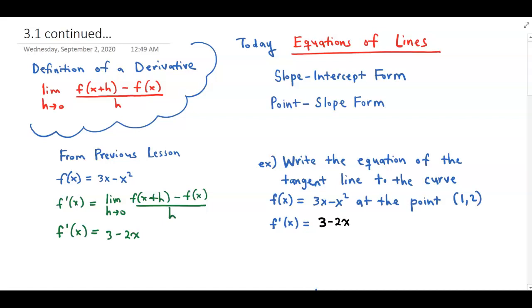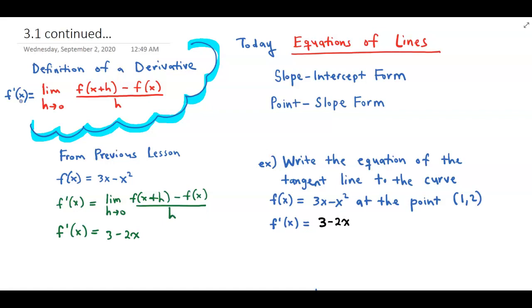in the previous lesson, we were looking at the definition of derivative and the idea of finding the slope of the tangent line. We can use that formula, the limit as h approaches 0 of f of x plus h minus f of x all over h, and that will give us f prime of x, the derivative at a certain x value of that function. So today in this lesson, we're going to be looking at how to write some equations of lines.